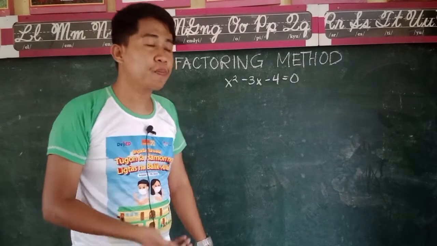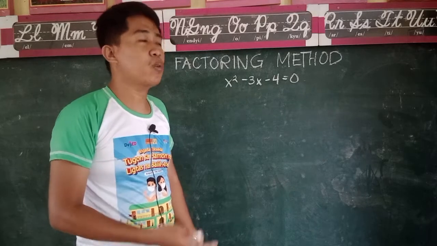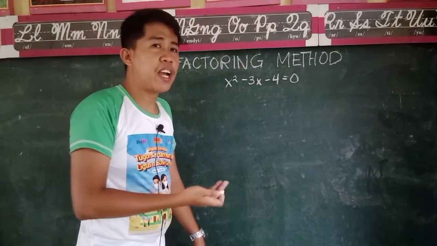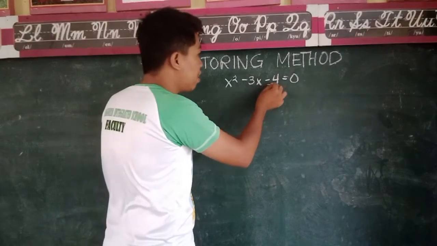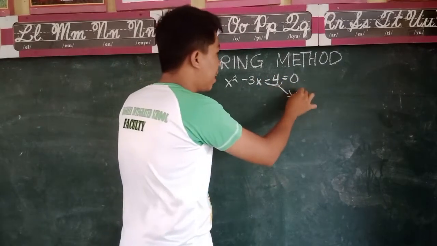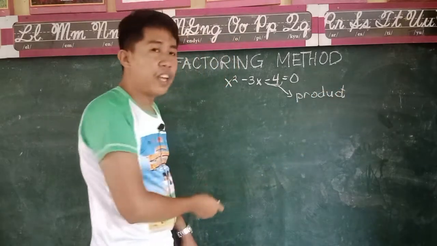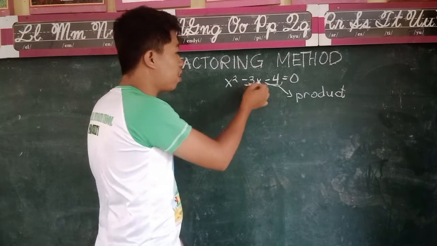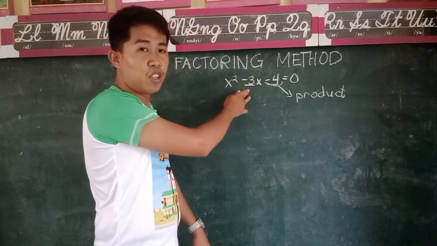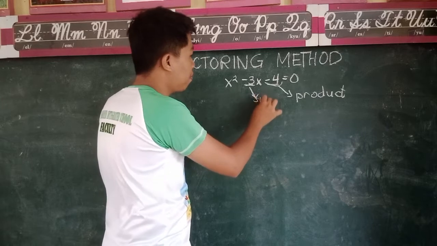So let's just remember the concept of product and sum. So what are these product and sum? We always bear in our mind that this number, the negative 4, is our product. While this middle term, or the linear term, this is the constant term, then this is the linear term, the numerical coefficient of the linear term is the sum. Okay.